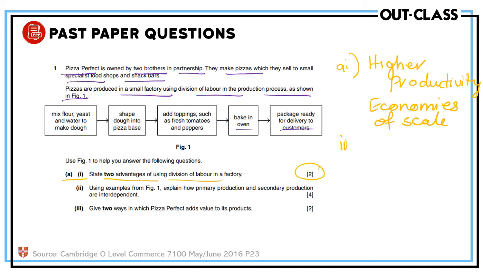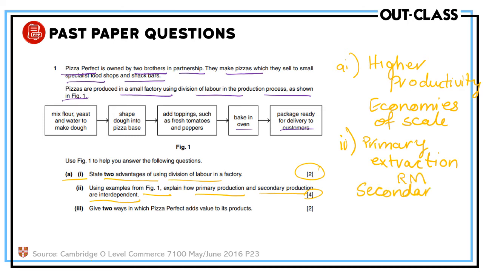Then moving on to the second part, it says using examples from figure 1, explain how primary production and secondary production are interdependent, 4 marks. So that means we'll have to give example from the figure. Now, firstly, you can tell what primary production is. So primary production is extracting raw materials. You can write that. It's concerned with extraction of raw materials. I'm writing it in the short form. Then you can write what secondary production is. So that is manufacturing.